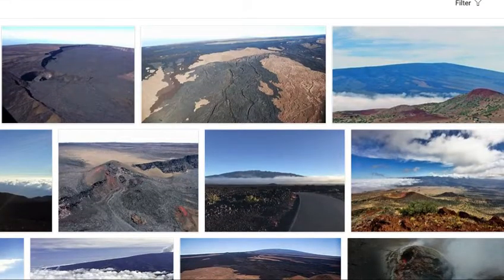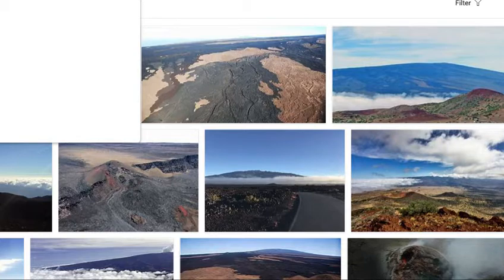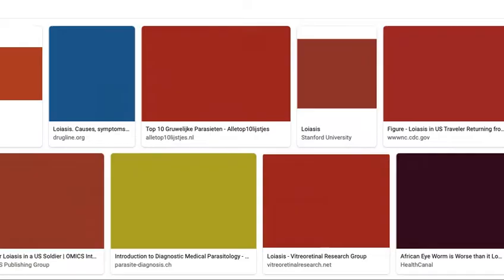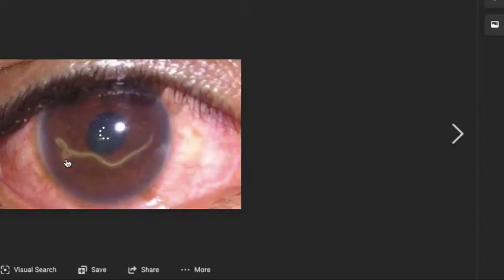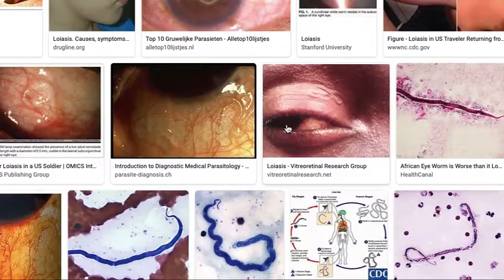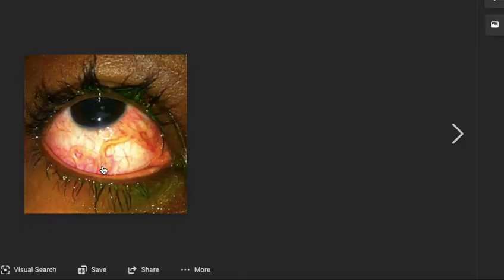Now this Loa loa causes a condition called Loa or loiasis. If you see over here, you can see the worm in the eye, right? Or you can see over here, you can see the worm in the eye. So basically this one causes an eye condition, and this eye condition is called loiasis.